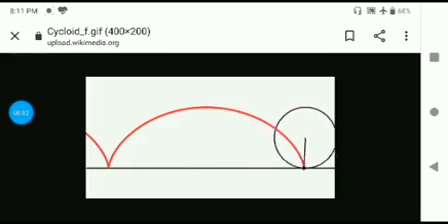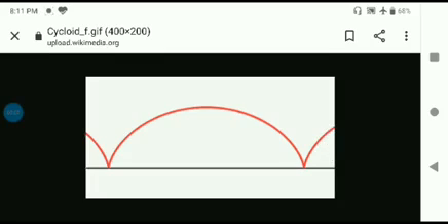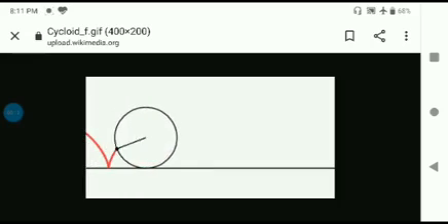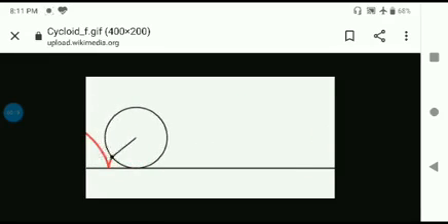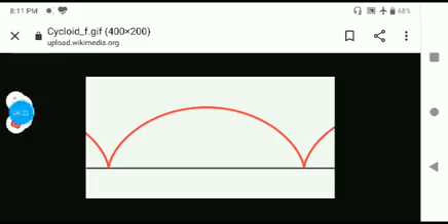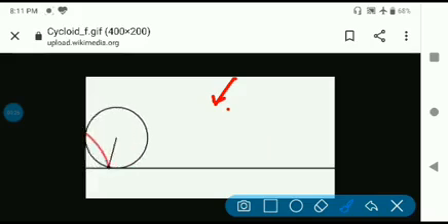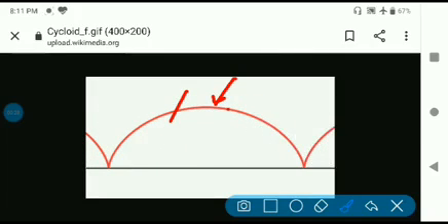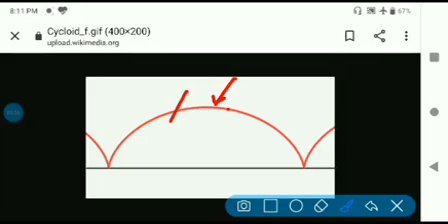A cycloidal motion is defined as a curve that is traced by a point on the rim of a circular wheel such that the wheel moves in a straight path without slipping. You can see from this particular animation that this is the path that is traced by the point which is on the rim of the circular wheel, and the wheel is moving in a straight path.